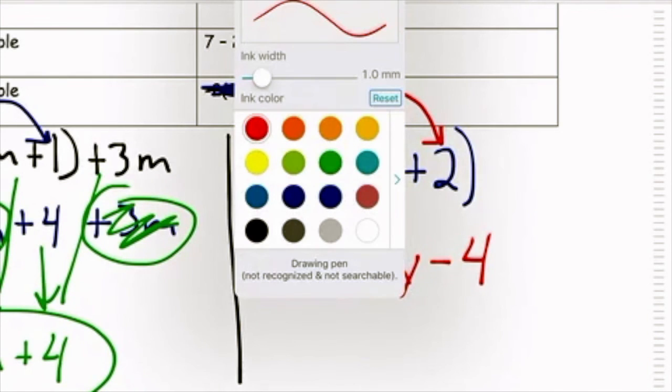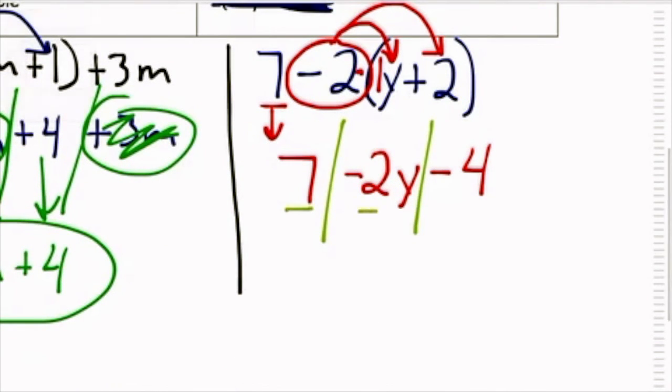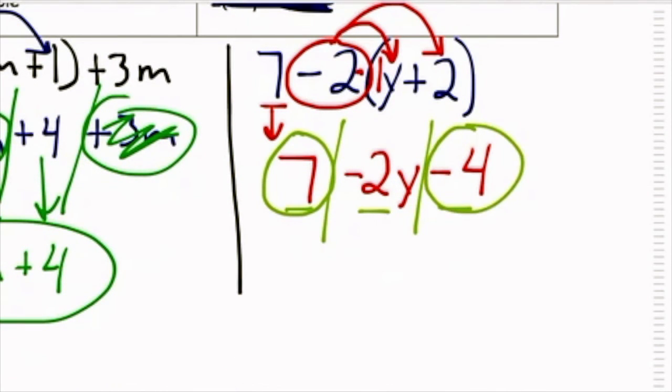I have 3 terms, so now I'm going to split up my terms. And out of these 3 terms, this one and this one do not have a variable attached to it. They're called constants. They're like terms because they don't have a letter attached to them. And 7 minus 4 is +3. Gone and gone. And then I can bring down the -2y.